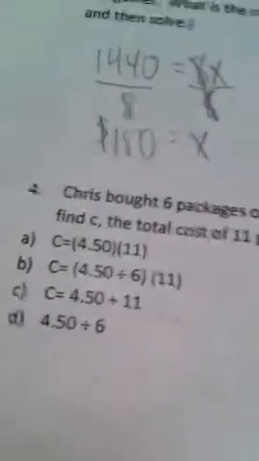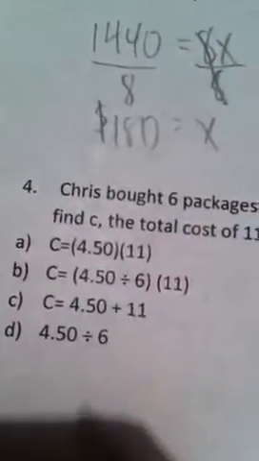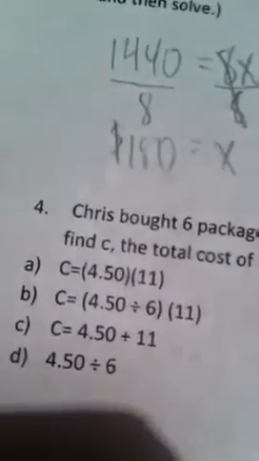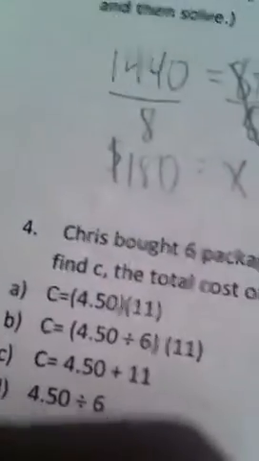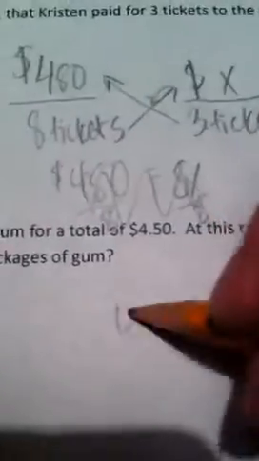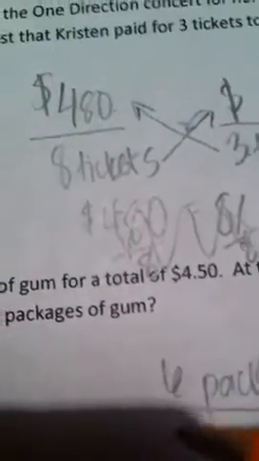The next problem about Chris. They want you to figure out an equation for this problem. But before you figure out an equation, you need to set up a proportion to figure out what they're doing. So he bought 6 packs of gum for $4.50.